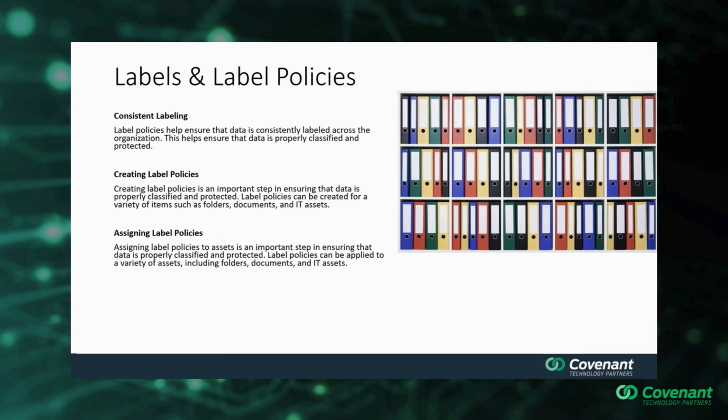Having defined your sensitive information types and understanding where your data is, a next tool to put into place would be labels and labeling policies. Having your labels defined according to those sensitive information types will help provide consistent labeling or tagging of data within your Microsoft 365.